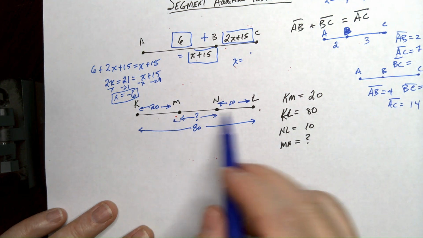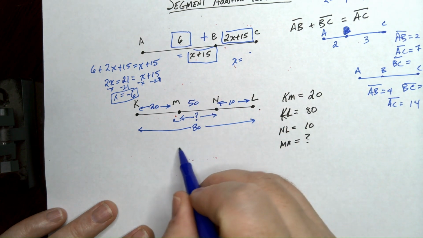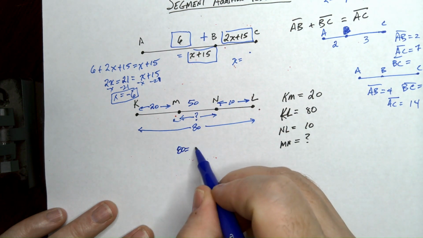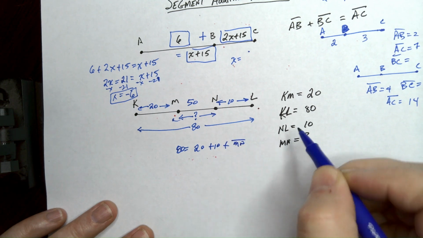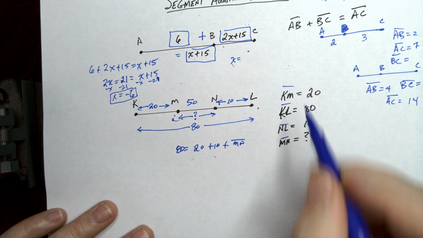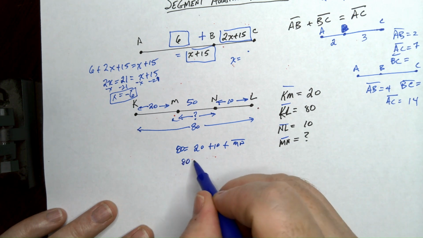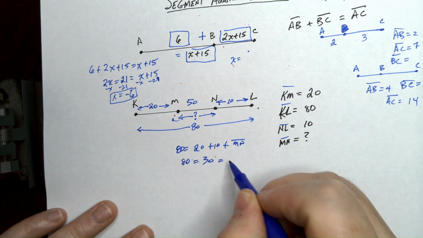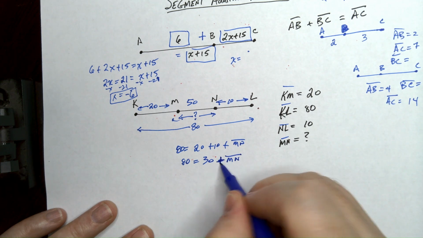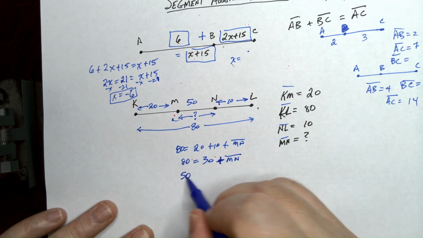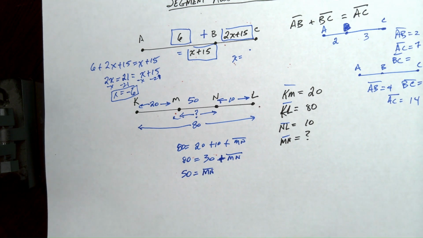Well, check this out. The whole thing is 80. These two make 30, so this has to be 50, right? Because 80 is going to be equal to 20 plus 10 plus MN. I should put my bars on top, right? So 80 equals 30 plus MN. So subtracting 30 from both sides, you can see that 50 is what MN equals.